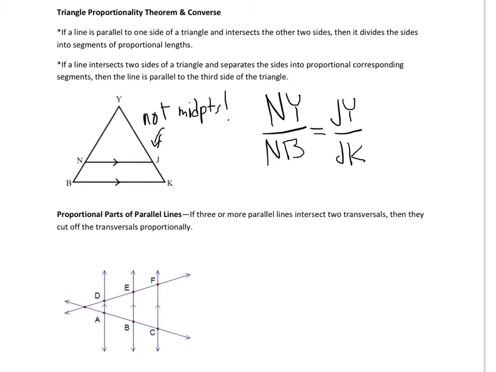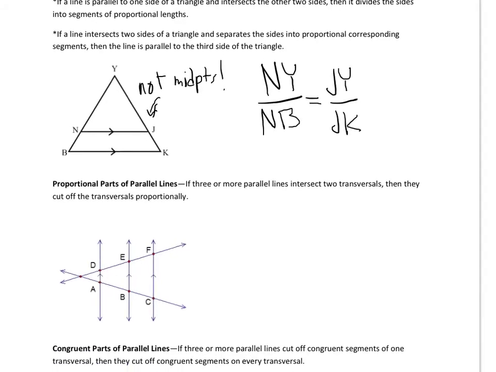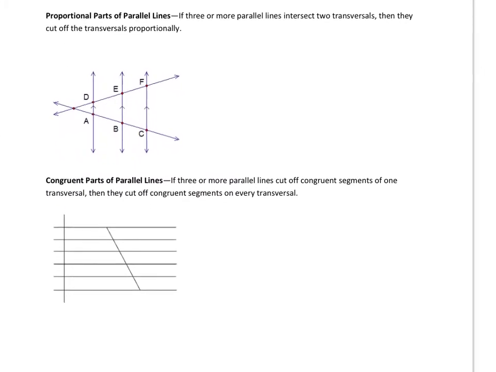And so the converse says if a line intersects two sides of a triangle and separates the sides into proportional corresponding segments, then we'll know that those two lines are parallel. So it's saying if I know that NY over NB equals JY over JK, then I could prove that those two lines are parallel there at the bottom. So that's pretty key when we're thinking about these side lengths and knowing what's proportional and what's not.